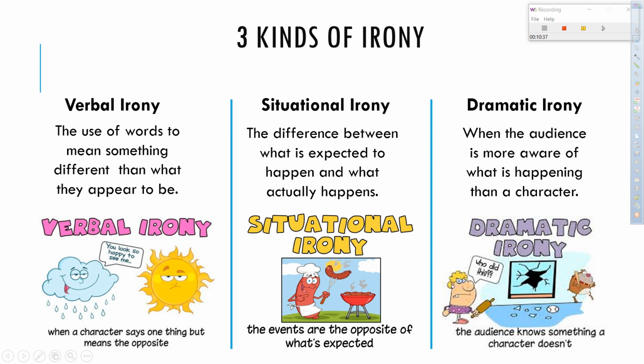Situational irony is the difference between what is expected to happen and what actually happens. So in this visual for situational irony, we have a sausage grilling a sausage, and the events are the opposite of what's expected to be. And lastly, dramatic irony. It's when the audience is more aware of what is happening than a character.